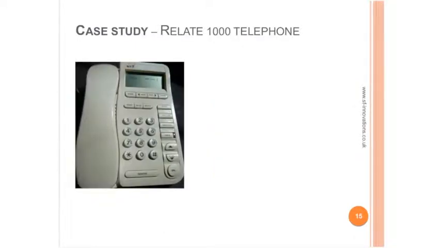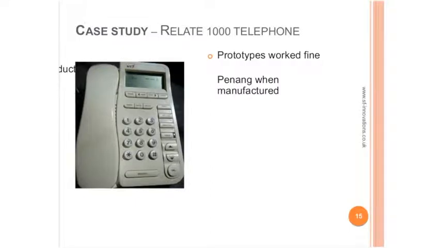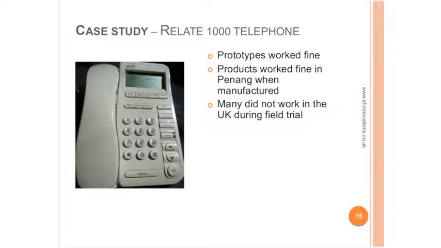This was a product for British Telecom, a caller ID telephone. It was designed for manufacture out in a factory in China by a Taiwanese firm, so truly international project. The prototypes worked fine. They were tested at Martlesham Labs near Ipswich, worked absolutely fine. We decided to do a field trial, so there was a small pre-production batch which worked fine in Penang when manufactured. Came over to the UK and failed during the field trial.